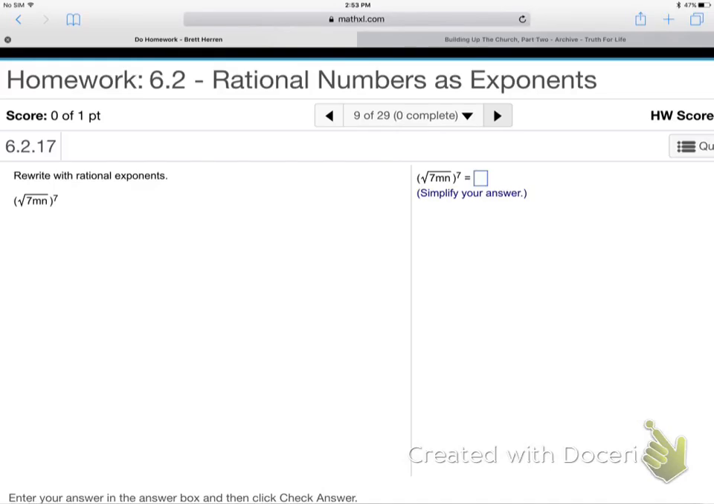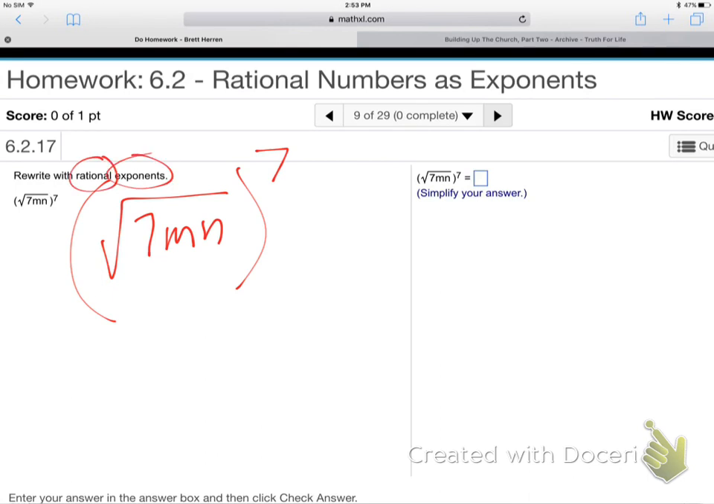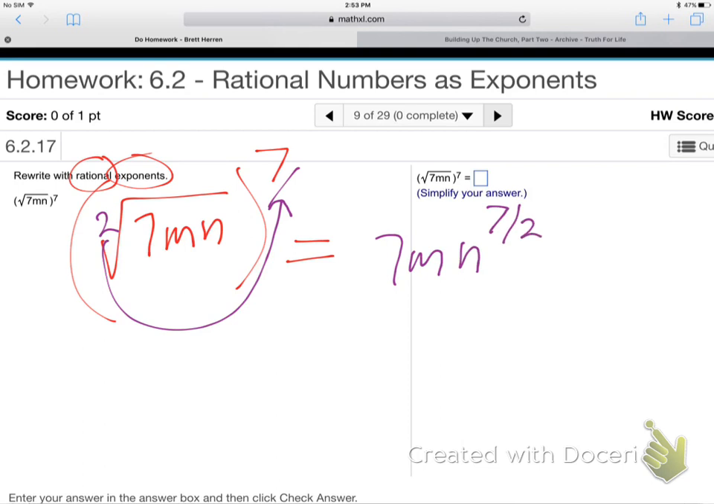So we have the root of 7mn all to the 7th. Same thing, they want you to rewrite in fractional power. So get rid of that root, in other words. Get out of the root language, the radical language, and turn it into fraction power language. Can you do that? So, what's in the hook? I don't see anything in the hook. 2. Where does he go? Denominator. So 7mn to the 7 halves like that.